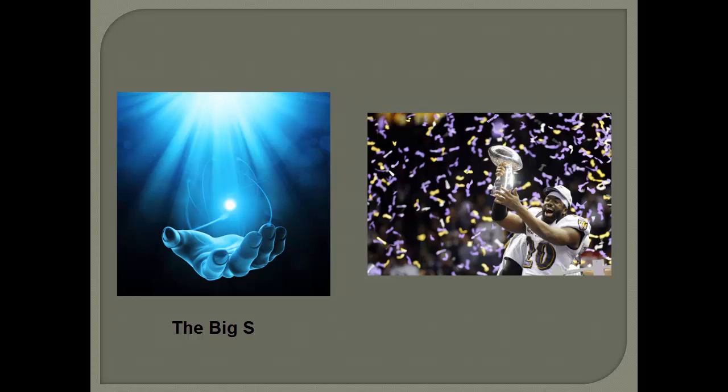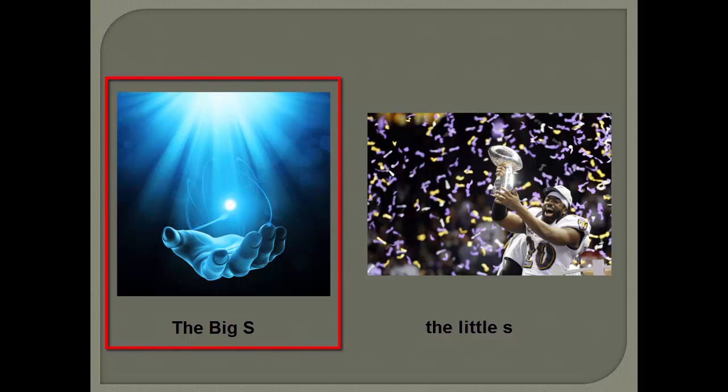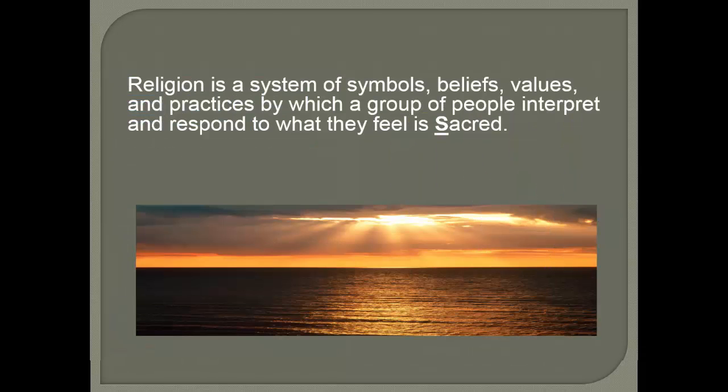We could make a case, for example, that football teams regard the Super Bowl trophy as sacred, or that citizens may regard their nation as sacred and sacrifice a lot for both. But those concepts are very much part of this world. They are sacredness with a small s. In religions, we are dealing with what lies beyond this world, the big S. With that understanding, we can then define religion as a system of symbols, beliefs, values, and practices by which a group of people interpret and respond to what they feel is sacred.